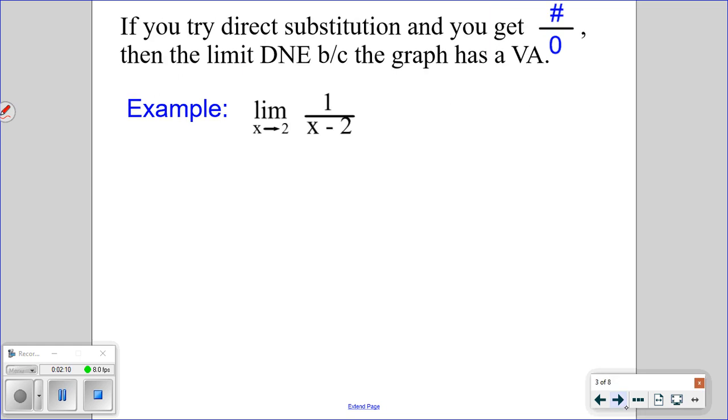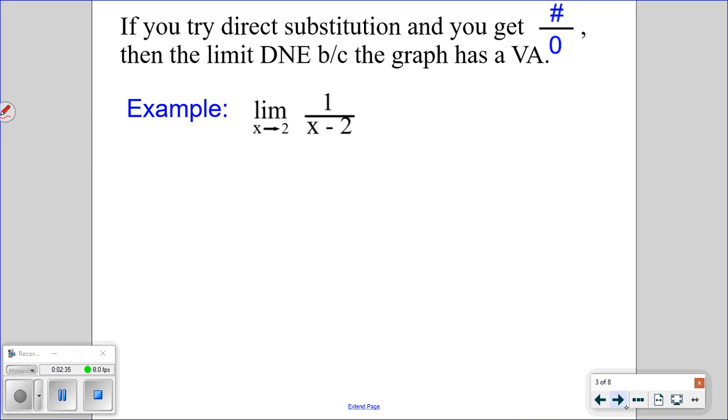Okay, well, let's say you try direct substitution, but this time you get a number divided by 0. Well, remember, we cannot divide by 0. So in this case, that means the limit does not exist. What's happening graphically is that there is a vertical asymptote in the graph of the function at that x value.